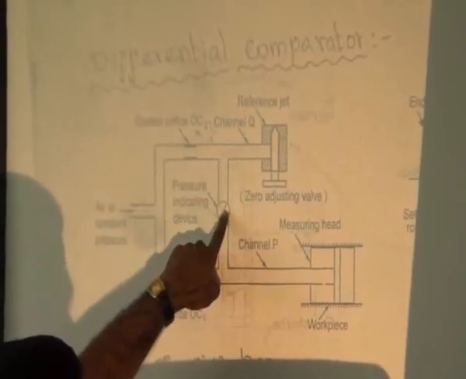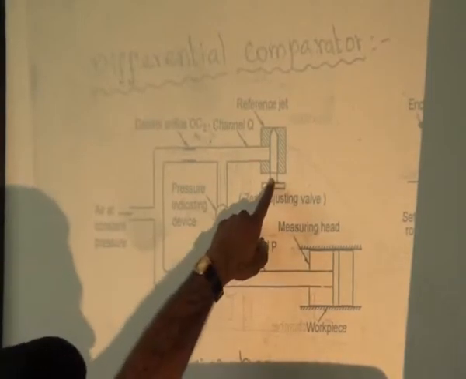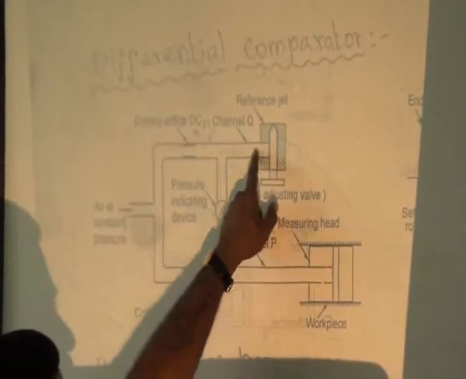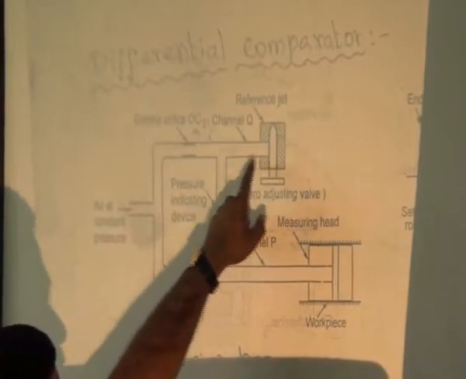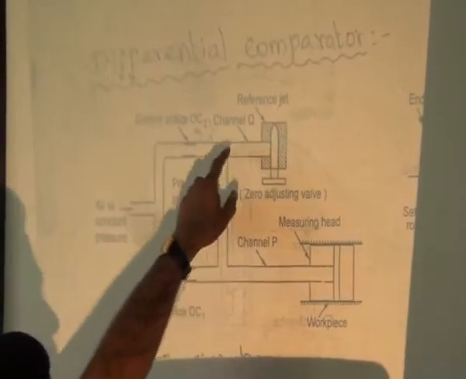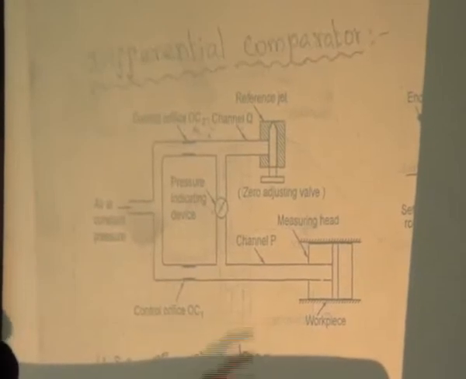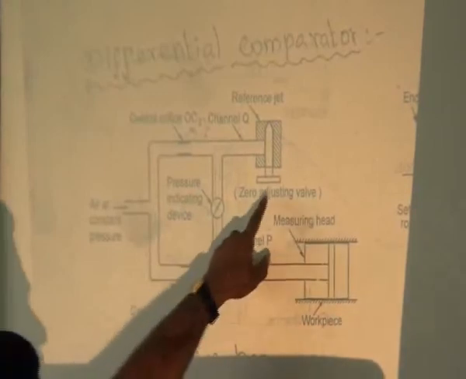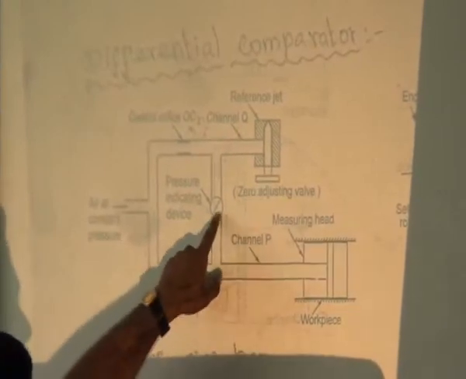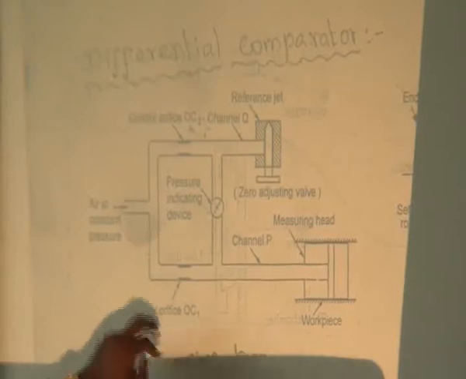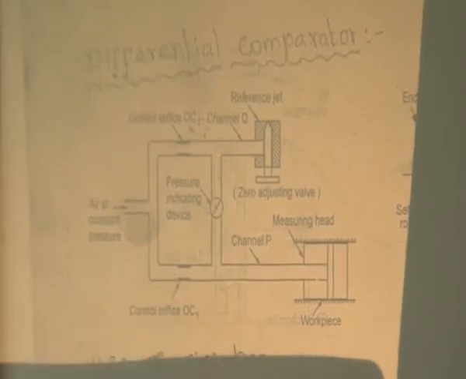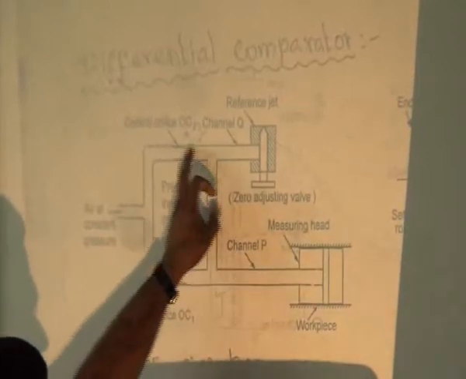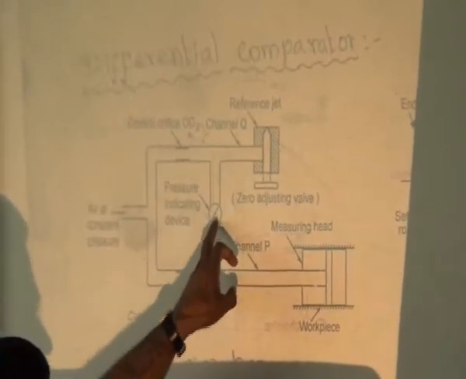If the value is not 0, we have to adjust the reference. When adjusted, the air is released and the pressure will decrease. Suppose we lock the component, then the pressure will increase. Based on that, we adjust the nozzle and set the 0 level. Then the other one is control orifice 2, where we measure the component. Here only it shows the value at the 0 level.